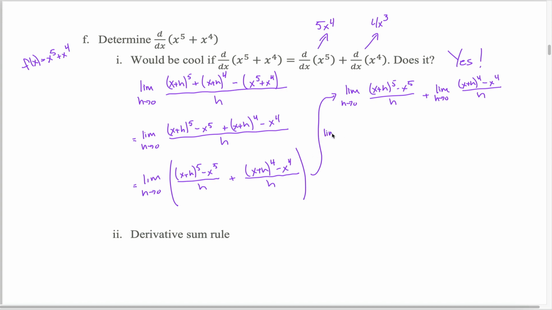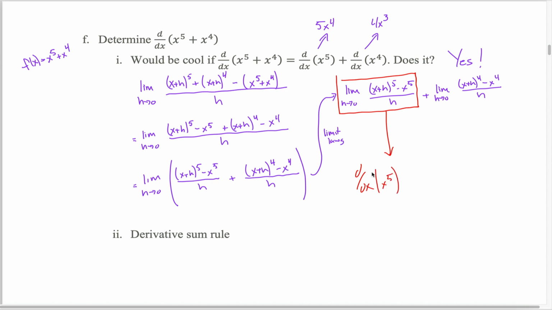Because of the limit laws, we're allowed to go from this bottom line on the left to this top line on the right. Why is that important? Because look at what we produced. Look at what we have in this red box right here. The limit as h approaches 0 of (x plus h) to the 5th power minus x to the 5th power, divided by h. Do you recognize that thing? That is exactly the derivative of x to the 5th power.